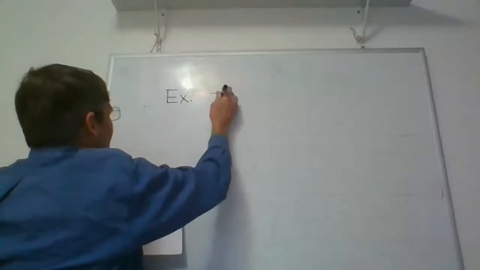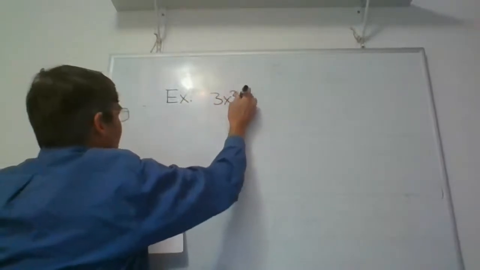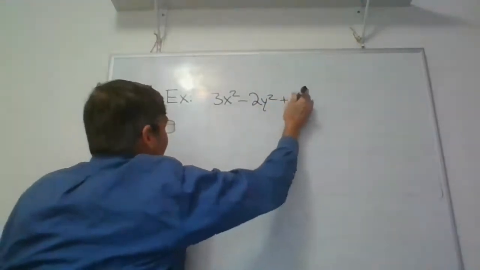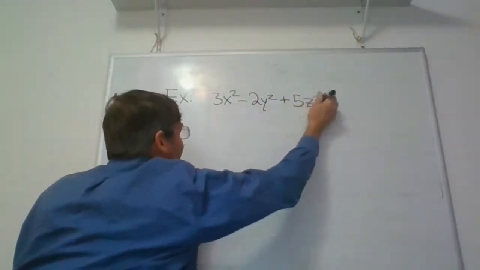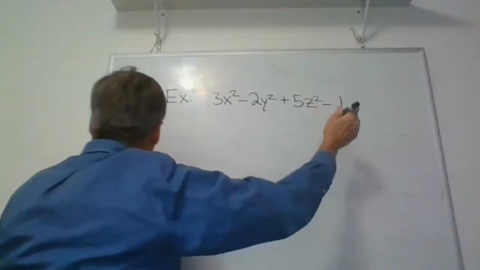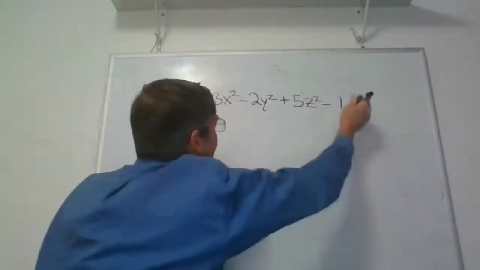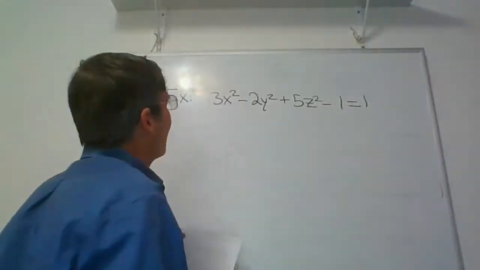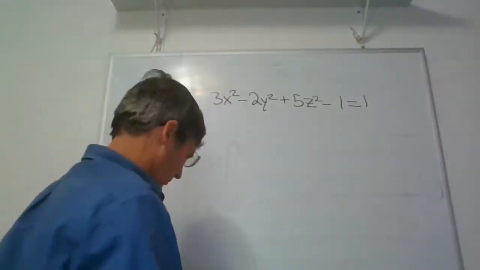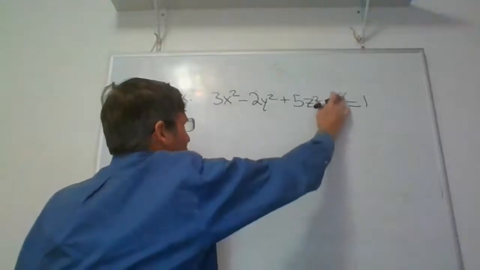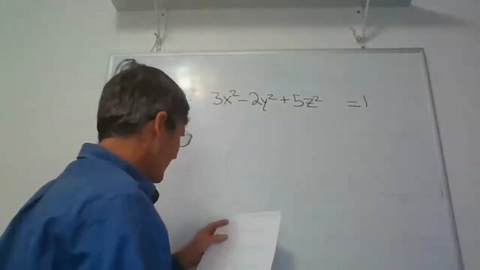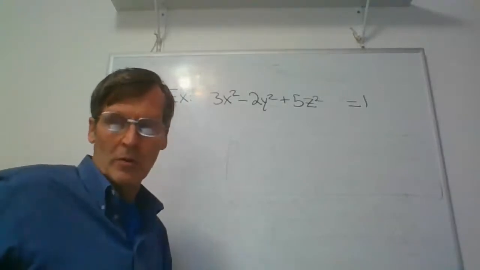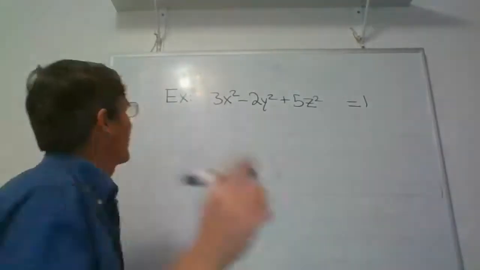So here's an example problem. This is the kind of equation you see very frequently in applications. 3x squared minus 2y squared plus 5z squared minus 1 equals 1. And, oops, no, it's this one. There's no minus 1 here. It's just equals 1. What is that?